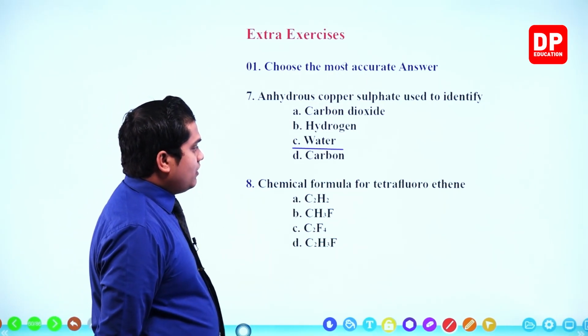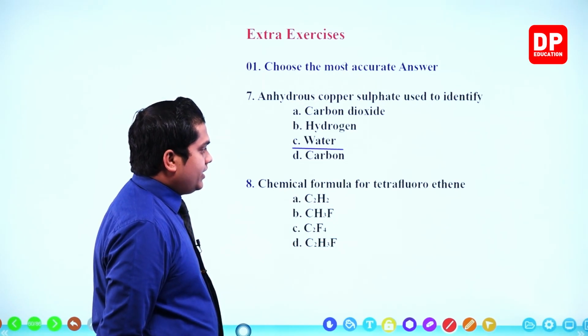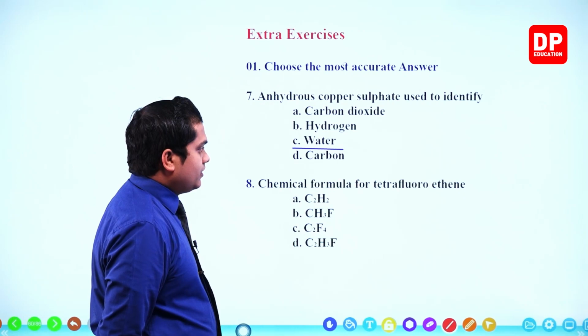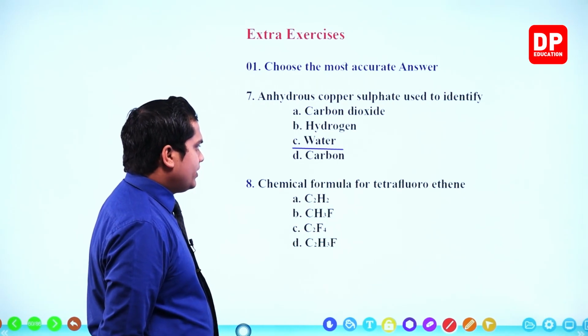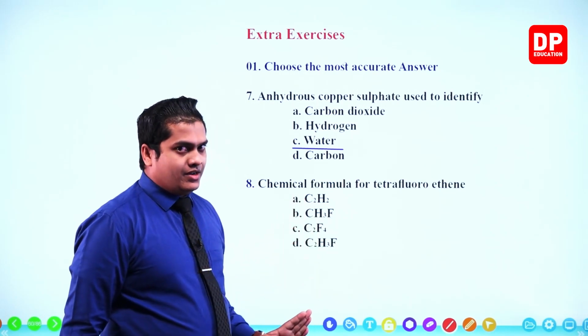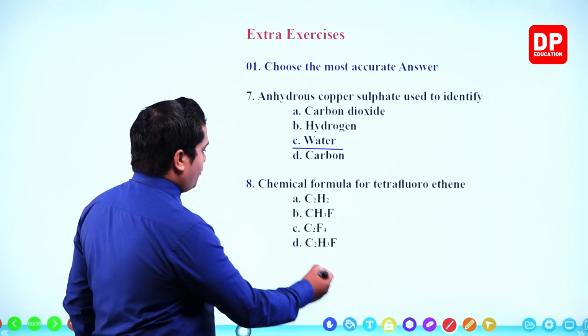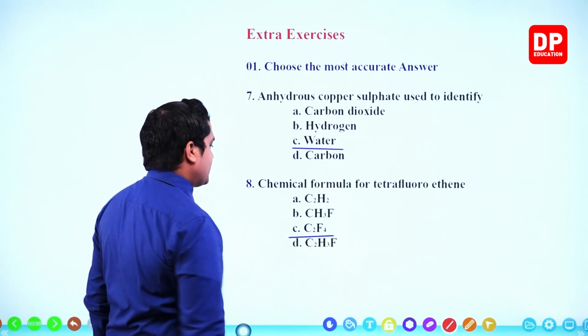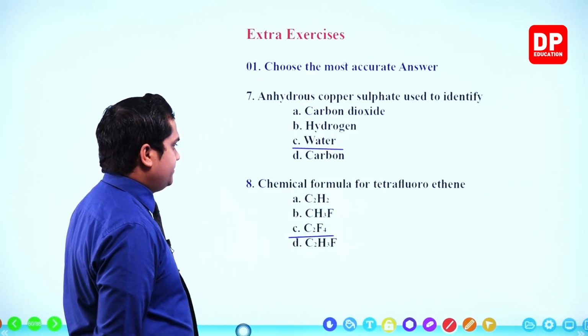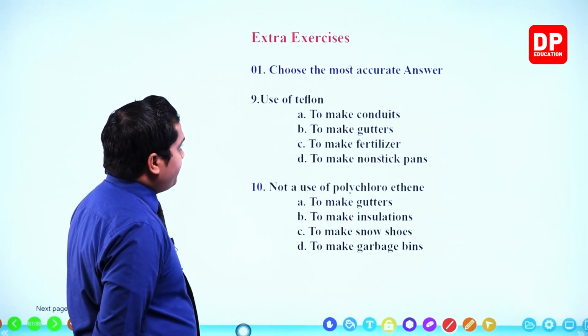Chemical formula for tetrafluoroethene. Tetrafluoroethene means, tetra means 4, fluoro, fluorine, then the ethene molecule. So, C2F4. Here we go. C2F4 is the answer. Next one, use of Teflon.